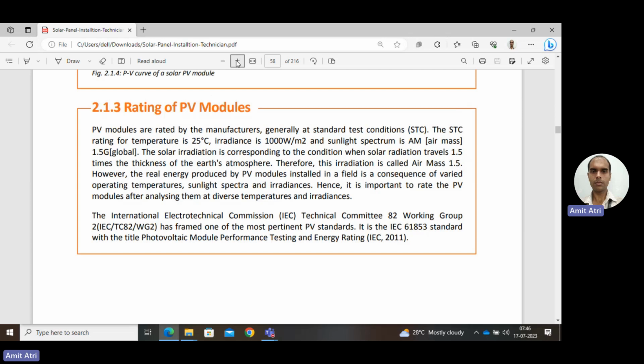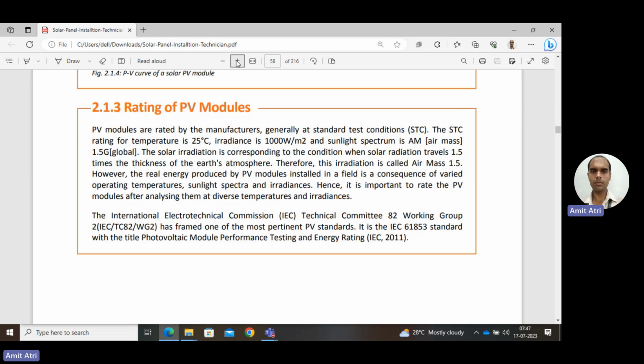The real power produced by a PV module installed in a field is subject to differences in temperature, in the spectra, in the irradiance. The power actually obtained may not be as much as specified. It could be less than the peak power. So after the standard condition, we also need to study the output under different conditions. In some areas the temperature is usually high. In India many areas are like that, so the output will not be the same. It will reduce with increasing temperature.